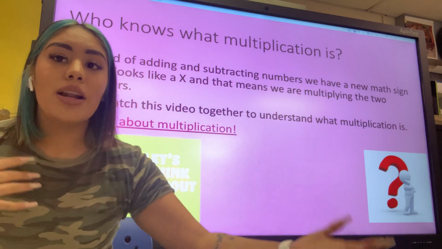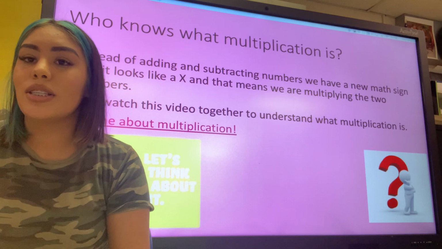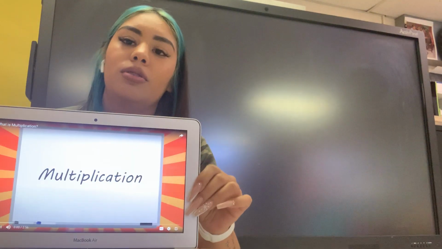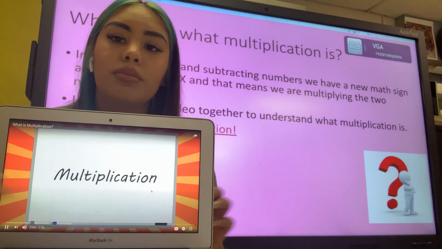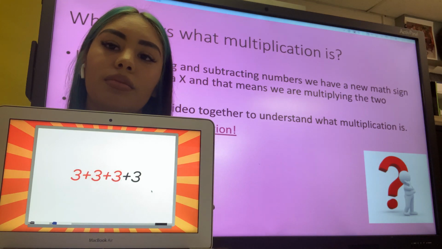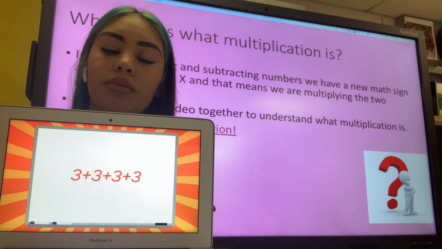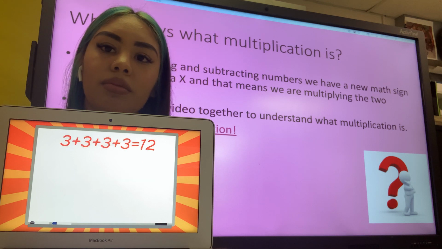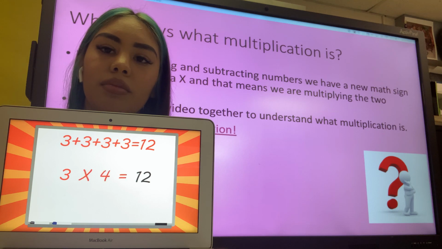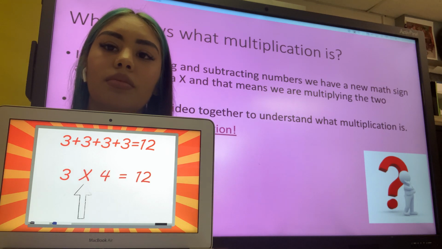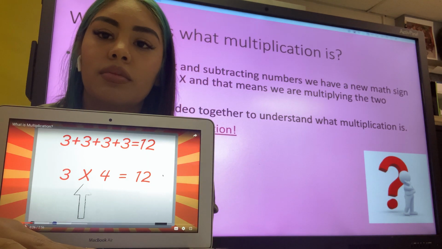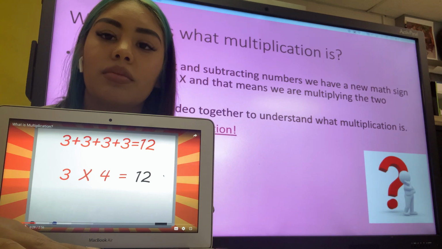This video is going to show us how to multiply, why we're multiplying. So let's start. The same number over and over. For example, look at this addition problem. 3 plus 3 plus 3 plus 3. The answer is 12. There is another way to write this addition problem. We can write it like this. 3 times 4 equals 12. We use an X symbol to tell us that we are multiplying, which means that we are adding the same number over and over. We say 3 times 4 equals 12.